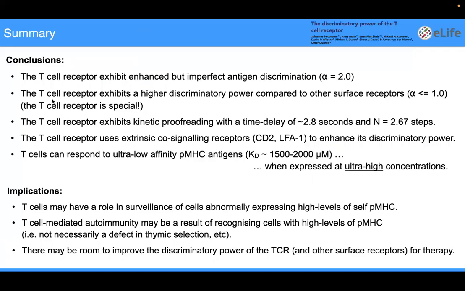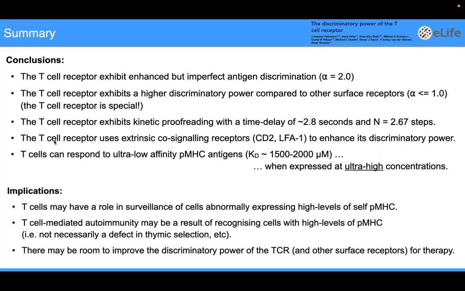Okay, and so I'll just end by concluding and saying that the T cell receptor exhibits enhanced but imperfect antigen discrimination with a discriminatory power of about 2. This discrimination is higher compared to other surface receptors, which appear to have a discrimination power at or below 1. The T cell receptor, we believe, exhibits the operational model of kinetic proofreading. Somehow superimposed on its complicated signaling cascade, there is kinetic proofreading operating there. And it has a time delay of about 2.8 seconds between the ligand binding and the receptor signaling, and it induces this delay by having this fractional number of steps, about 2.6.